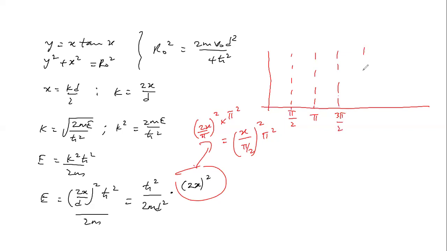Then at this interval, we have 2 pi. Then at this interval, we have 5 pi over 2. Then at this interval, we have 3 pi, right? So this is x, and this is the y-axis, x relative to y, right?